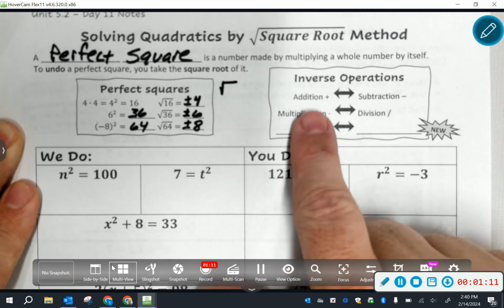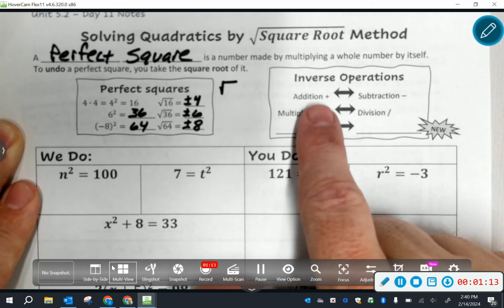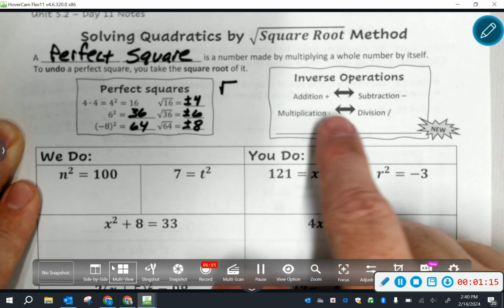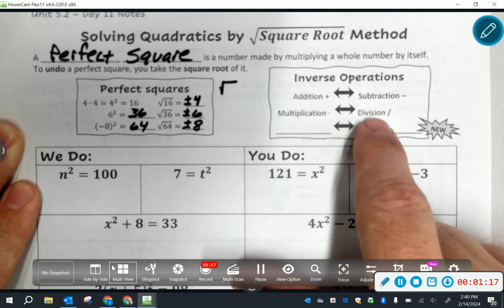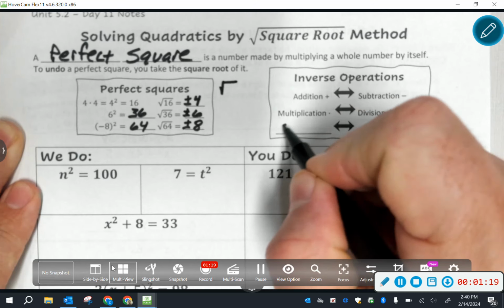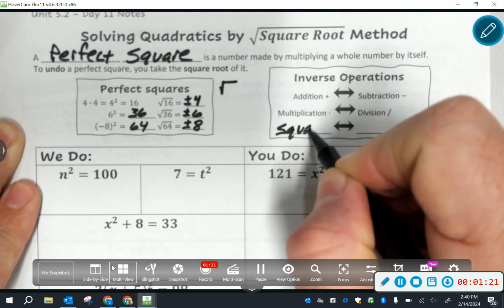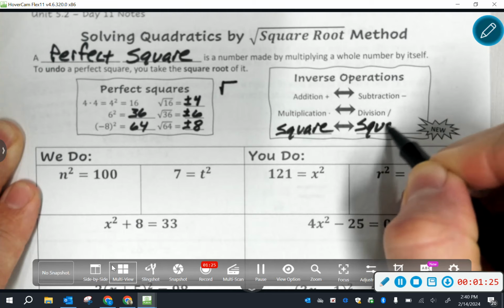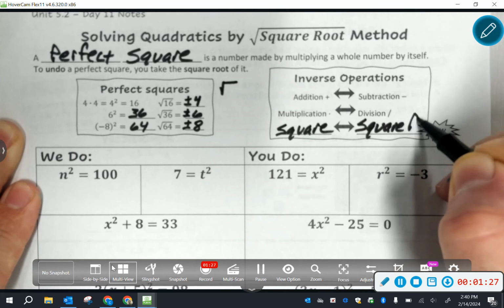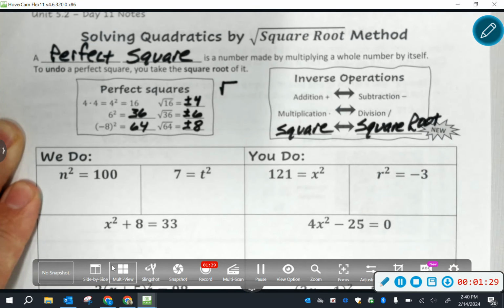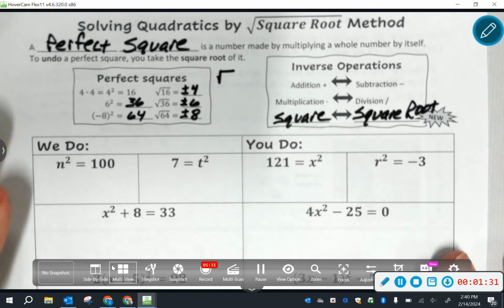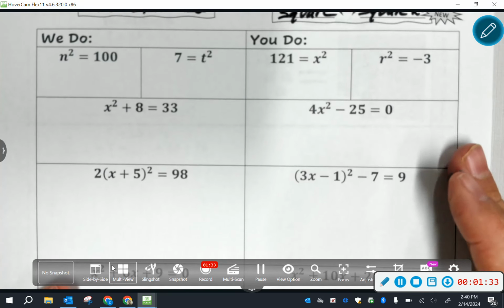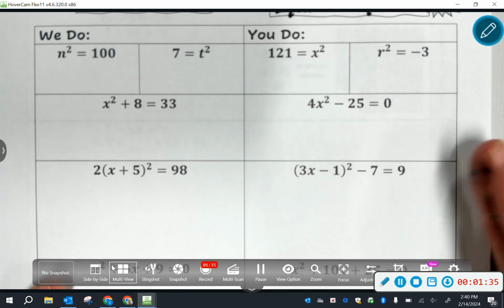Alright, so now we have a new inverse operation. So instead of addition and subtraction, multiplication and division, we now have a square, and the opposite would be to square root. Alright, okay, so now let's apply this to start solving quadratics.